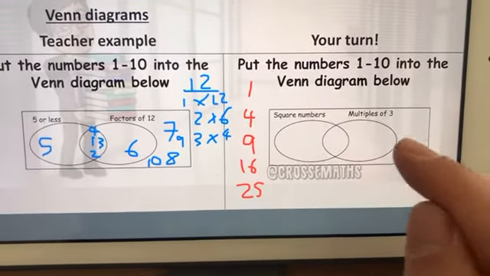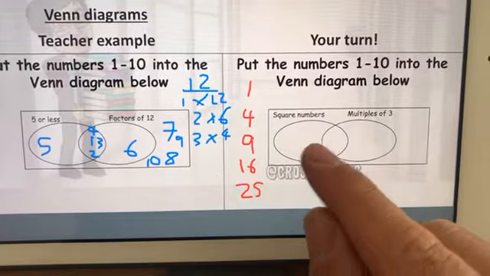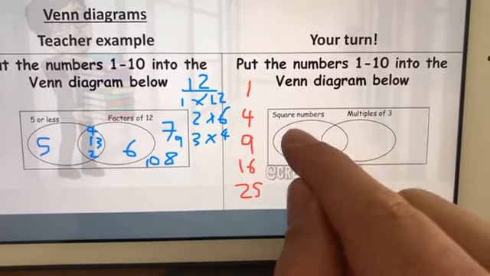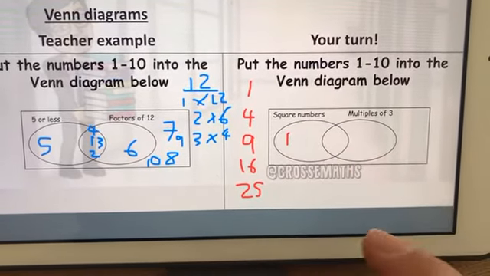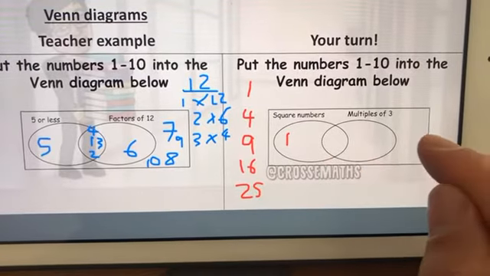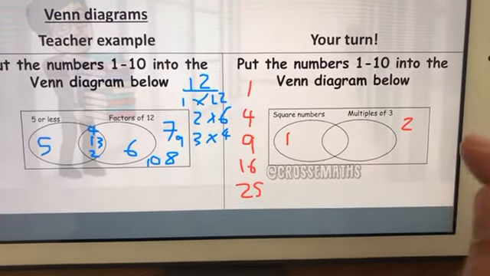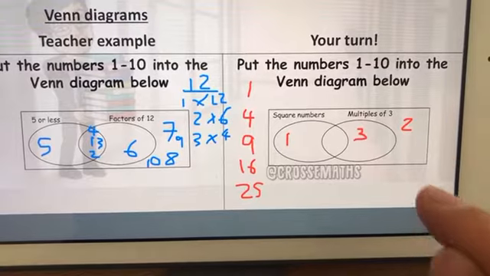Now, put the numbers 1 to 10 in the Venn diagram below. Okay, square numbers and multiples of 3. Is 1 a square number? Yes. Is it in the 3 times table? No. 2 is not a square number, and it's not in the 3 times table. 3 is in the 3 times table, but it's not a square number.